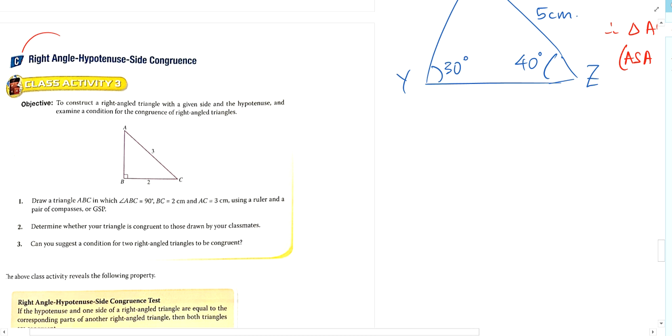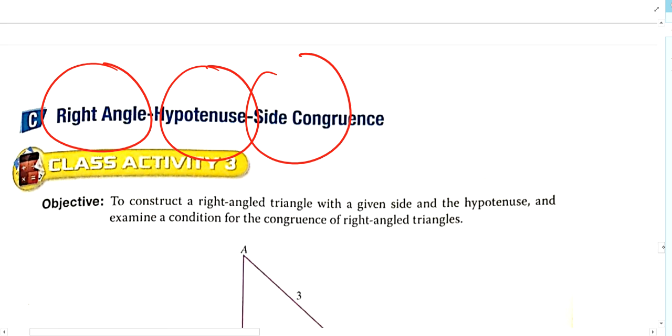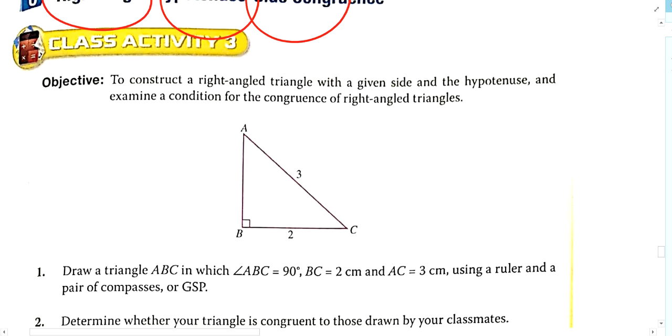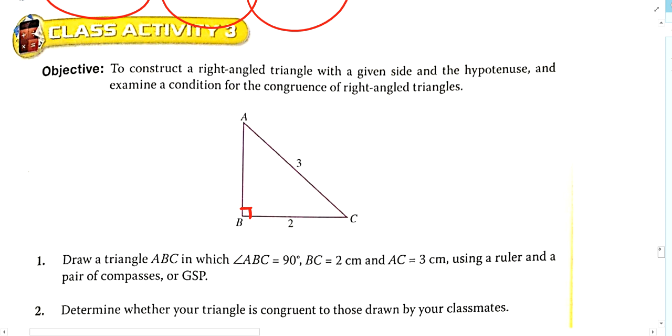Right angle, hypotenuse, and side. Now, a triangle has 3 sides. For this RHS test to be used, definitely it must be a right angle triangle. They must give you 90 degrees, or you must be able to prove that it is 90 degrees. Next, what does the H stand for? Hypotenuse.